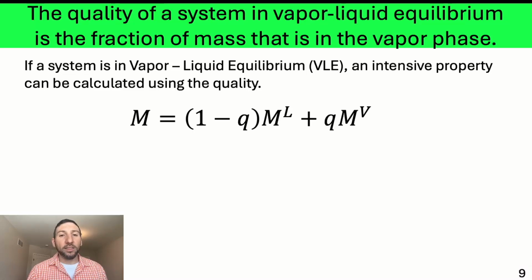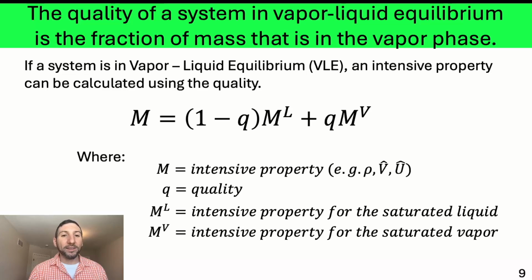And if you do, then we can use that to calculate these different intensive properties, where M is our intensive property, such as density, specific volume, or specific internal energy. And it's going to equal 1 minus the quality times the intensive property for the saturated liquid plus the quality times the intensive property for the saturated vapor. Now, we don't need to use this all the time, but it's something to be aware of when you deal with saturated liquid and vapor mixtures.